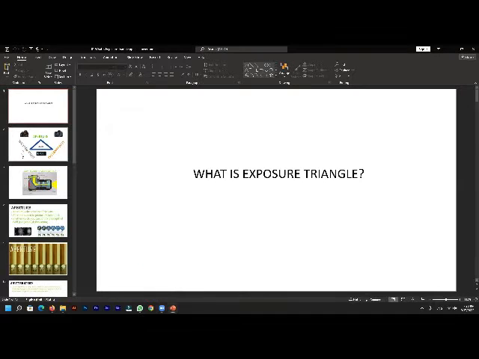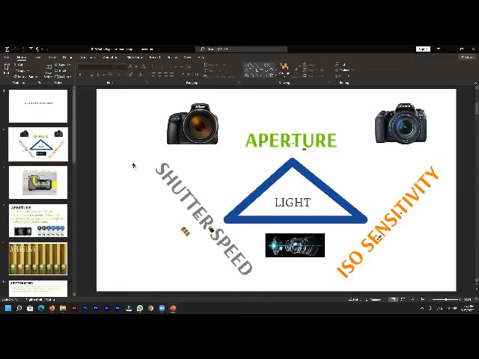Those three settings are called aperture, shutter speed, and ISO sensitivity. And if you see, at the heart of this triangle, we have light. So everything is controlling the light. There are some other functions of these three entities, but we are not going to discuss them straight away. First of all, we are going to discuss how they are controlling the light.